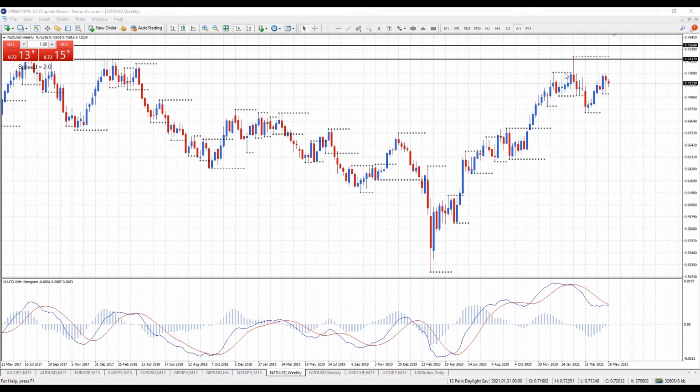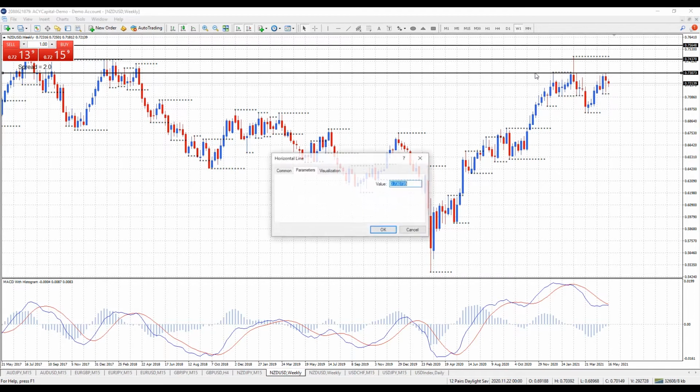So I just want to put in this weekly resistance here. That's at 0.7315.